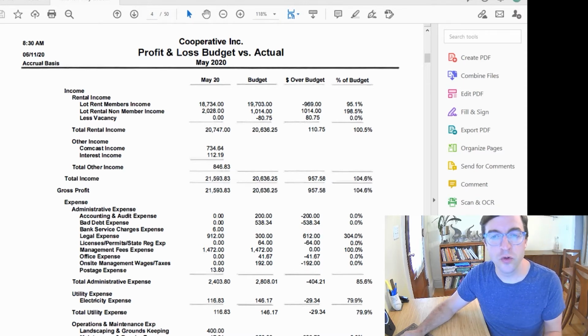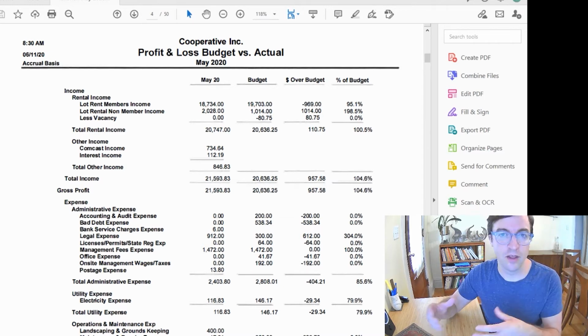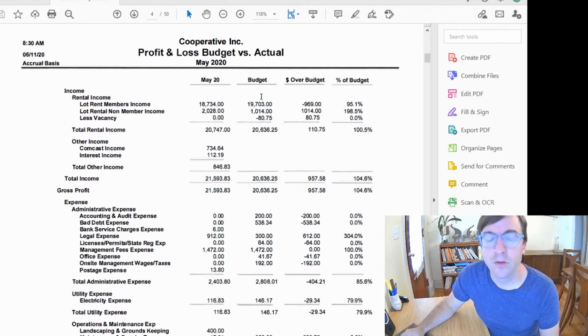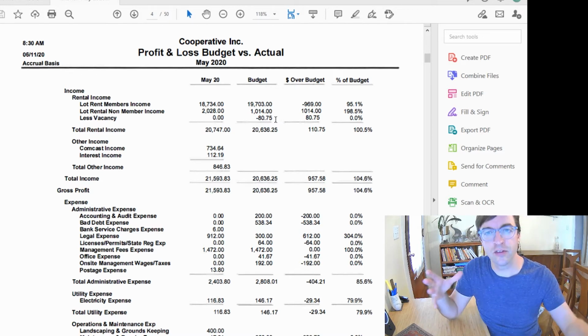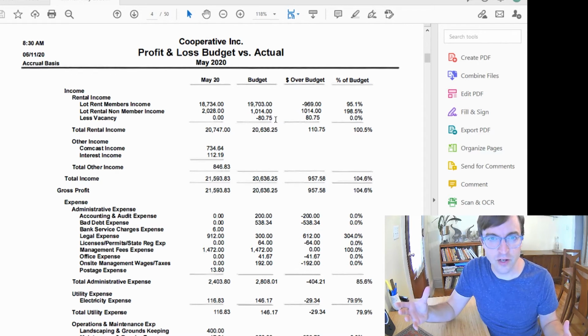What you'll want to do to avoid that from happening, and your lender will most likely require you to do, is to actually budget for that happening. You can get a better handle on what's going on here by looking at the budget column of this report. You can see that after budgeting for the member lot rent income here and the non-member lot rent income here, the co-op's subtracting out $80.75 every month, or multiplied by 12, $969 over the course of the year to be lost for a potential vacancy.